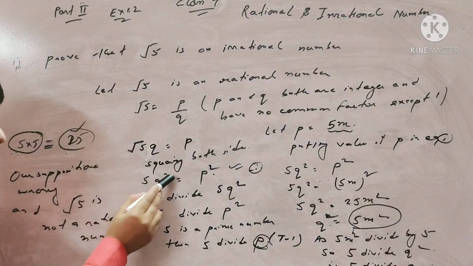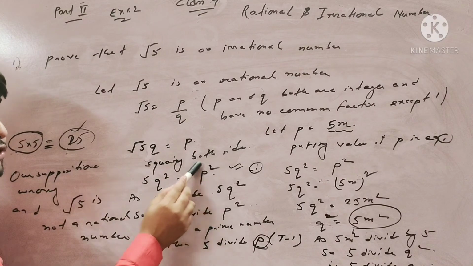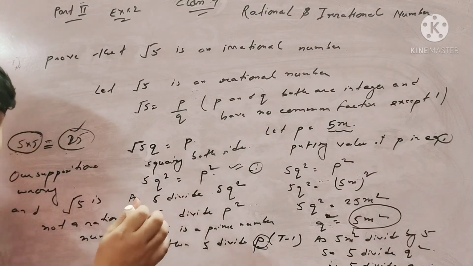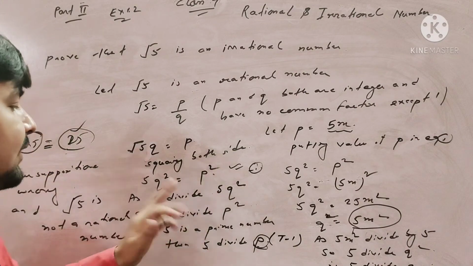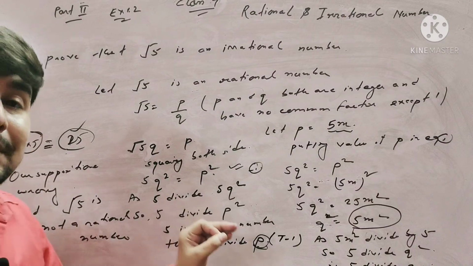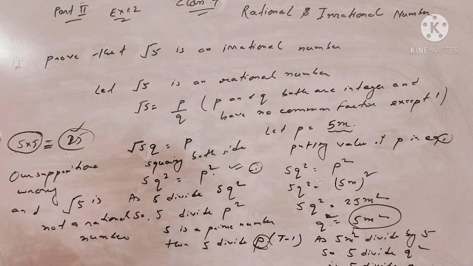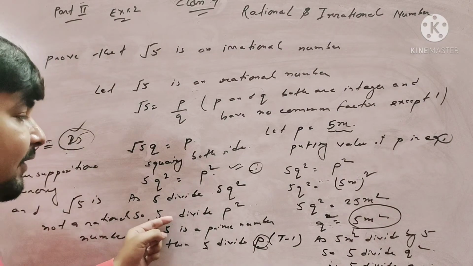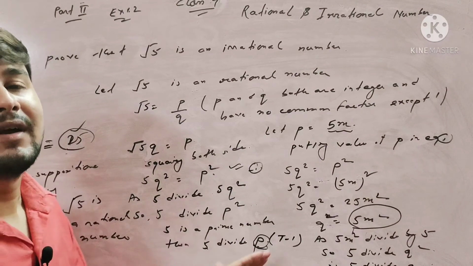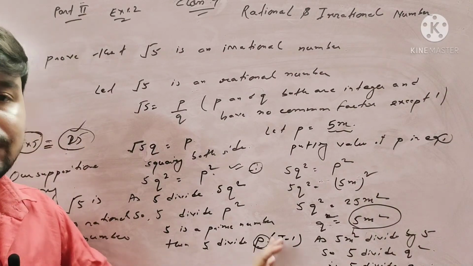As we see that this portion is divided by 5, that means this portion is also divided by 5. There is an equals sign, that means this value also contains some multiple of 5. That's why 5 divides p square also. Okay, 5 is a prime number, and we learned in theorem 1 that when any prime number divides the square of any natural number, it also divides that natural number. That means 5 divides p according to theorem 1.